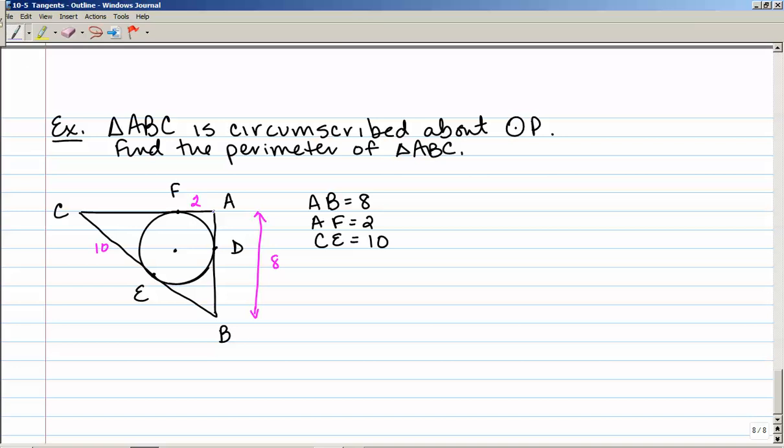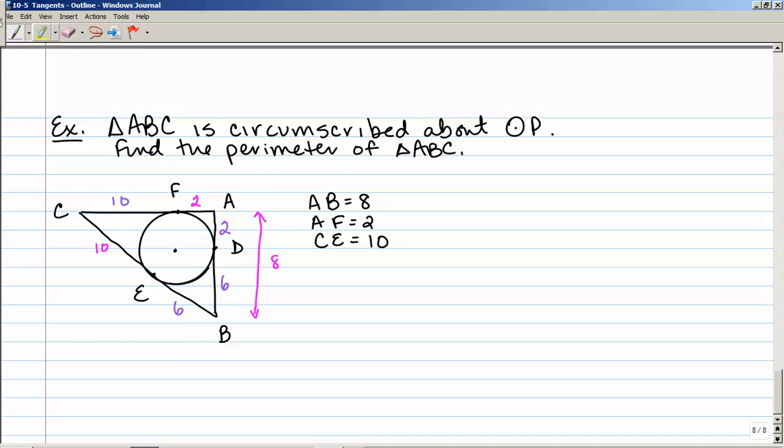Well, if AF is 2 units, AD is also 2 units, because those are two tangent lines that meet outside the circle at point A. Well, if AB is 8 and AD is 2, subtracting, DB has to be 6. EB is another tangent line, which is congruent to DB, so that's 6. And up here, CF and CE are tangent lines, so CF is 10.